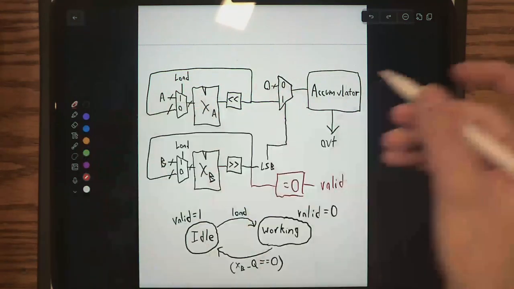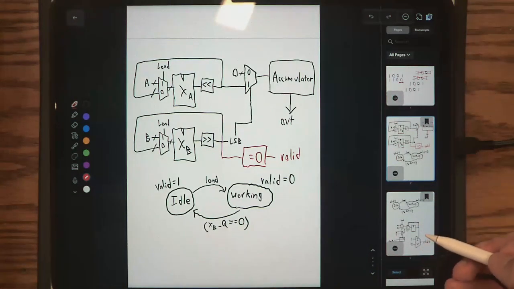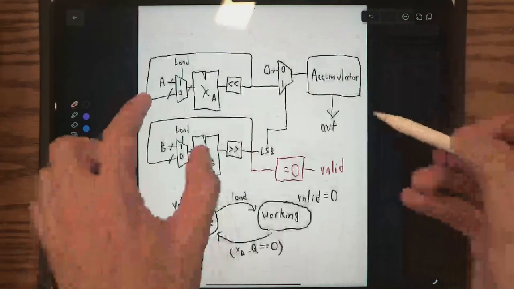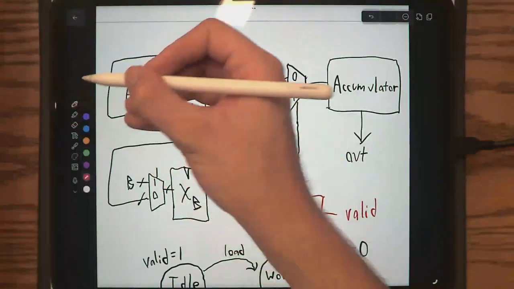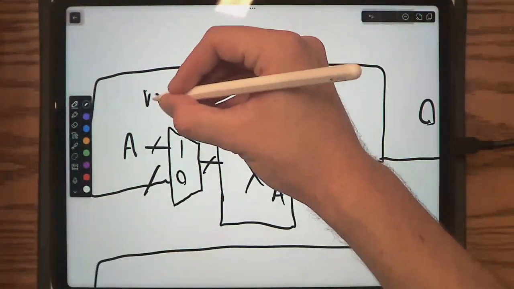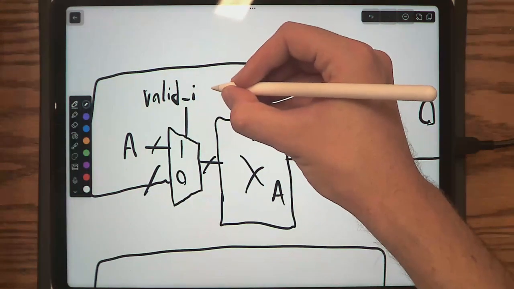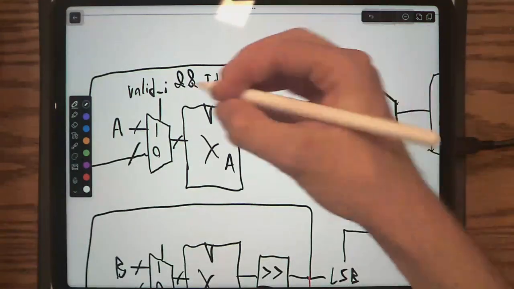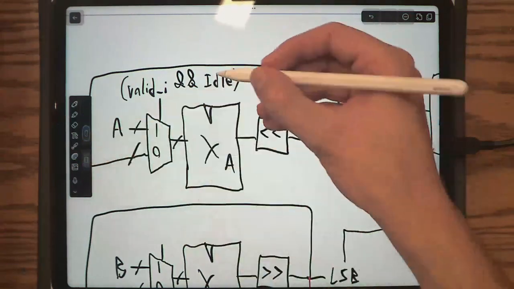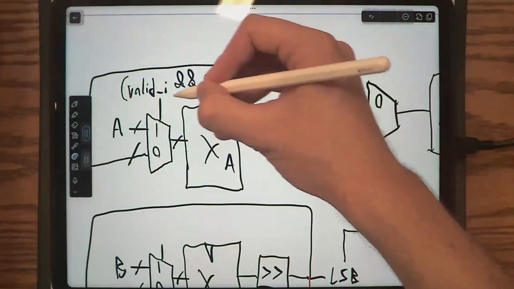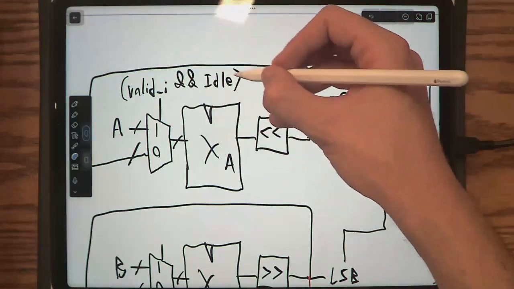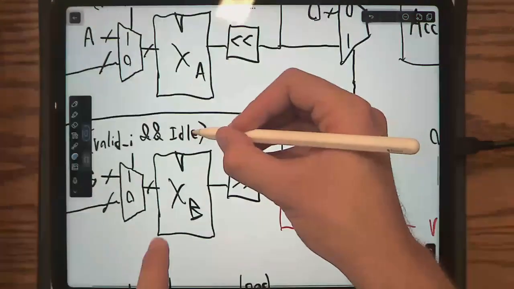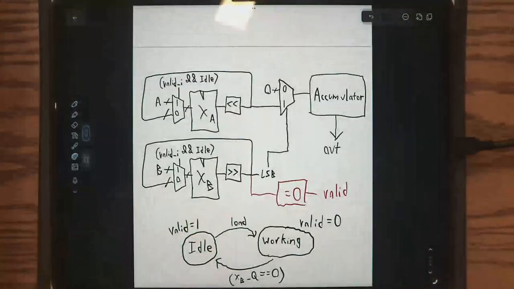So instead of load, maybe we can replace this with, so I'm going to delete this. Instead of load, maybe I could say both valid in and I'll just say idle. Okay. And so now this is much safer. We're not going to accidentally overwrite any data, and whatever is on the output won't see garbage and then more garbage. Okay. Cool. Valid in.